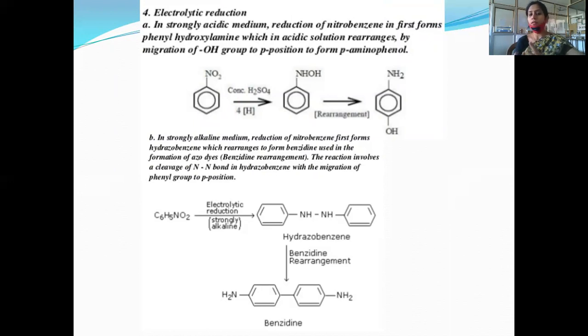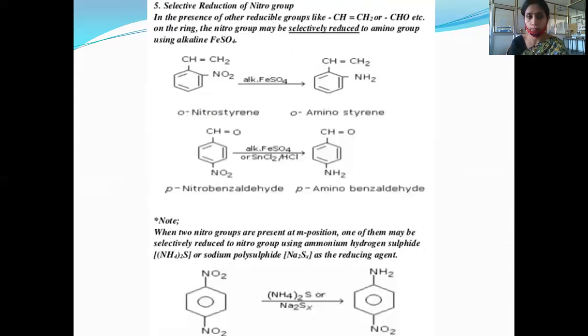Now, when the same reaction is done in the alkaline medium, then nitrobenzene is reduced first to form hydroazobenzene. Again, it rearranges. So this NH-NH bond gets rearranged. The whole compound gets reversed, and it gives NH2 at the corners. And that product is called benzidine. And this benzidine is used in the formation of azo dyes. That is called benzidine rearrangement. So this rearrangement of hydroazobenzene to benzidine is called benzidine rearrangement. And what is this benzidine rearrangement? There is cleavage of this N-N bond and migration of the phenyl groups to the para positions.